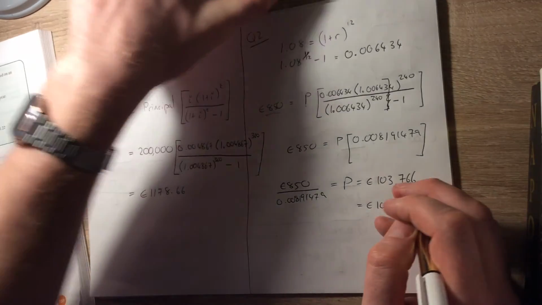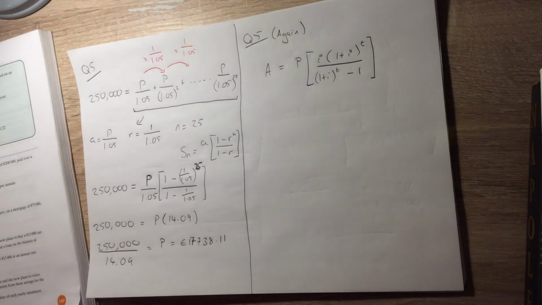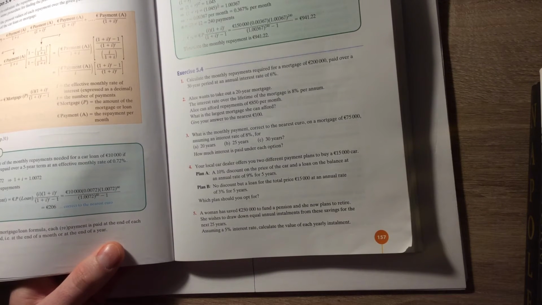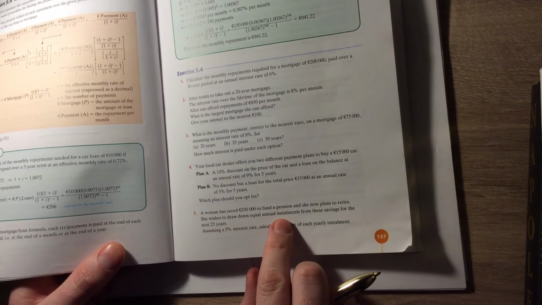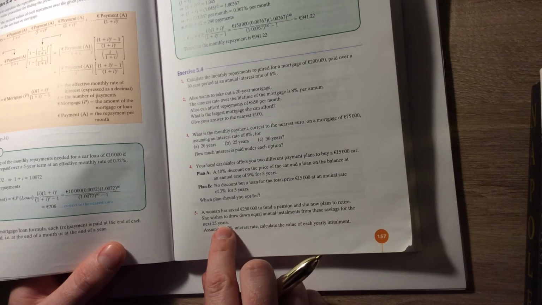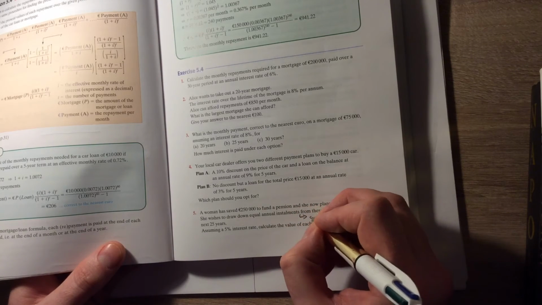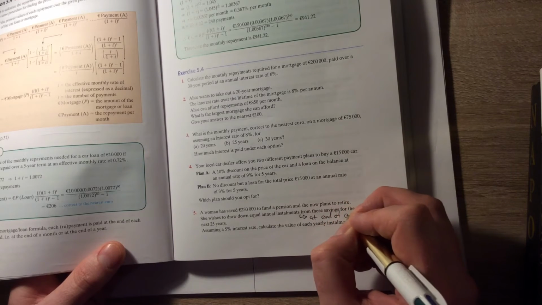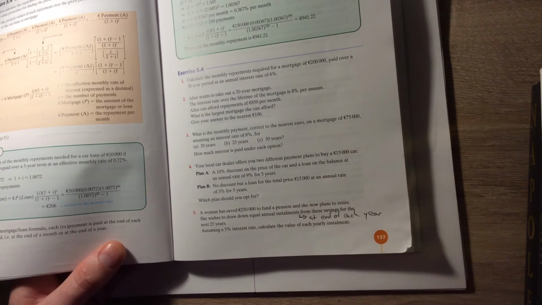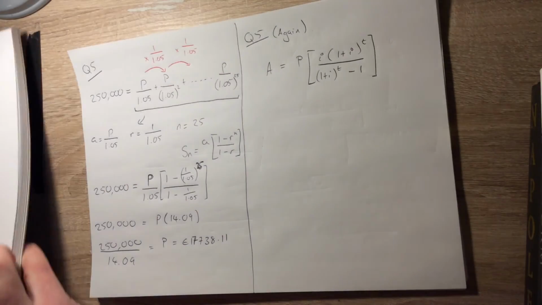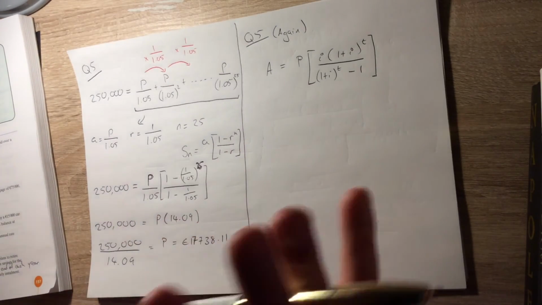Question 5 says a woman saves 250,000 euros to fund a pension, and she now plans to retire. She wishes to draw down equal annual installments from these savings for the next 25 years. Now that should have actually said installments at the end of each year, and I'm going to explain to you now when you can use the formula and when you can't. Assuming a 5% interest rate, calculate the value of each yearly installment. This is 5% annual interest, yearly installments, so we can work with that 5%.